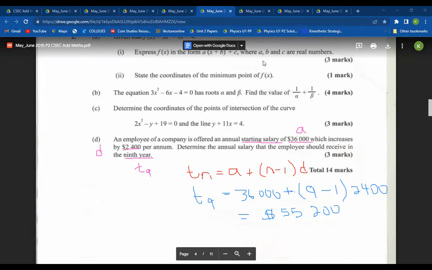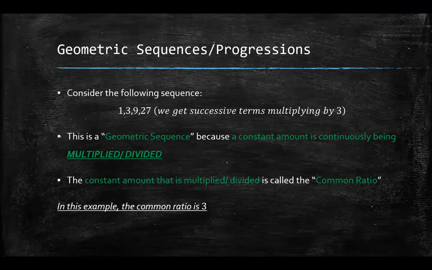Back to this now. So that was it for APs. That is all. Like, it's that simple. Time for geometric sequences, also known as geometric progressions. That's where they get GP. So consider the following sequence. This is the same one from the first slide.